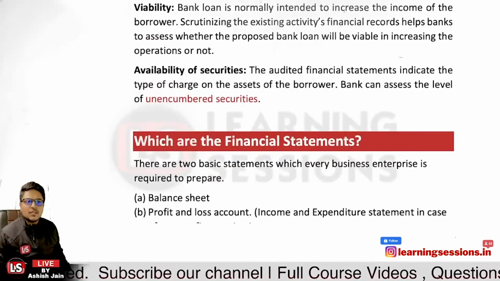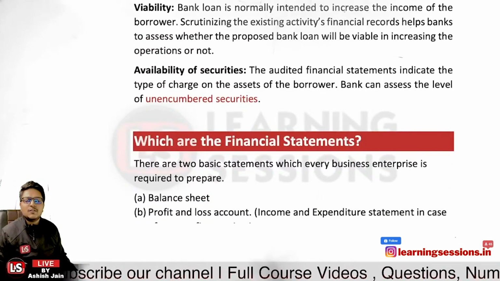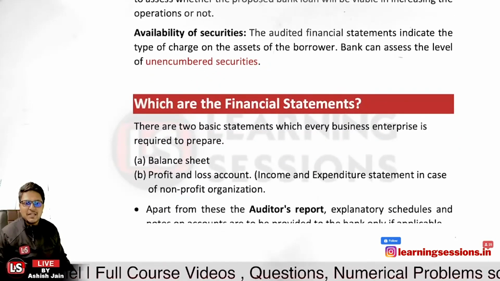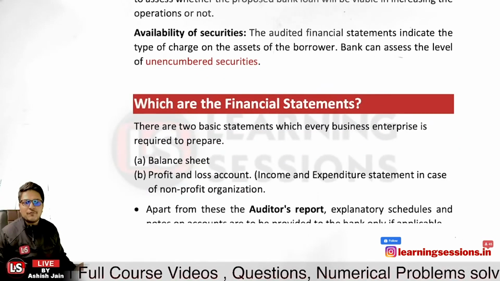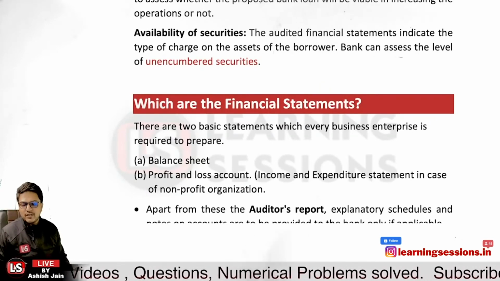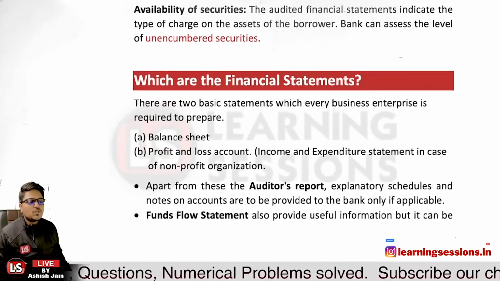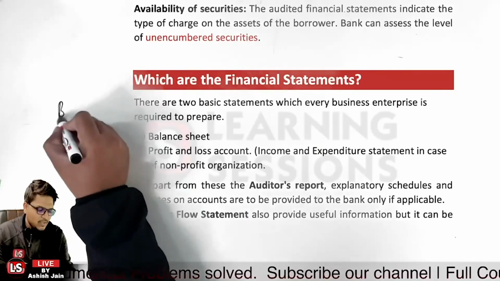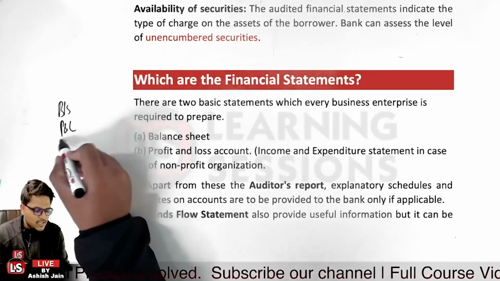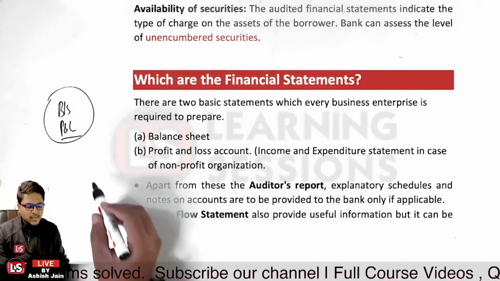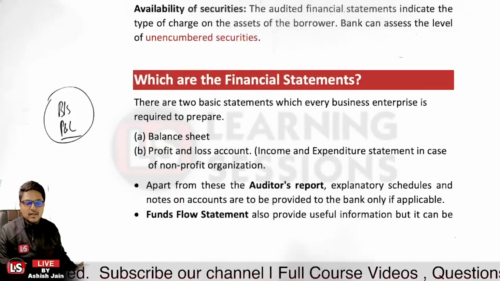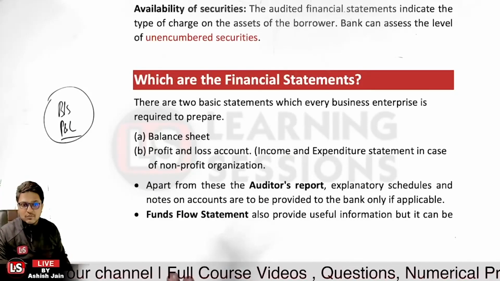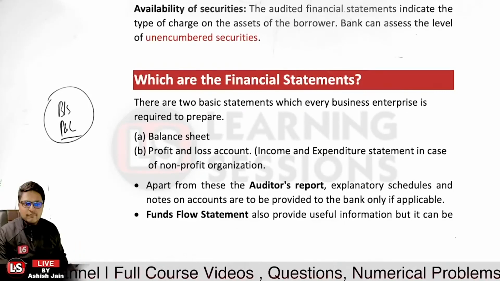And further, which are the financial statements? It is the balance sheet, the profit and loss account, and apart from this, the auditor's report, explanatory schedules, and notes on accounts. The balance sheet and the profit and loss account are the main statements. Other than that, there are different schedules, there is the auditor's report, and further footnotes, which narrate each and every detail.